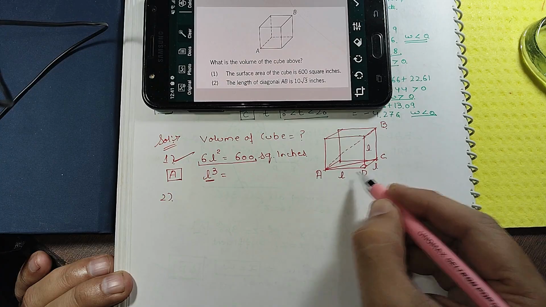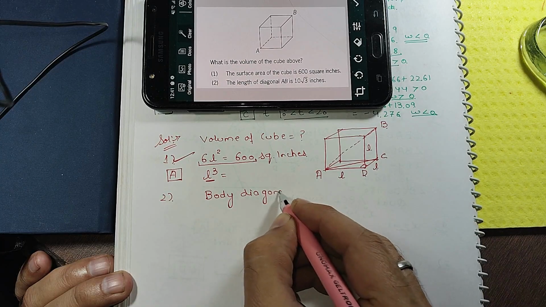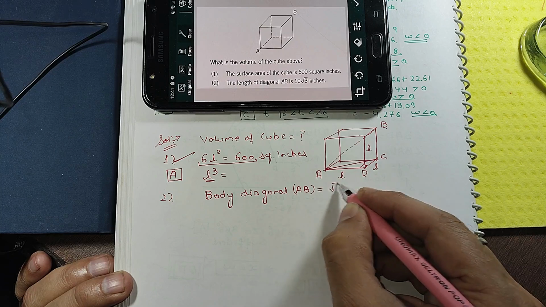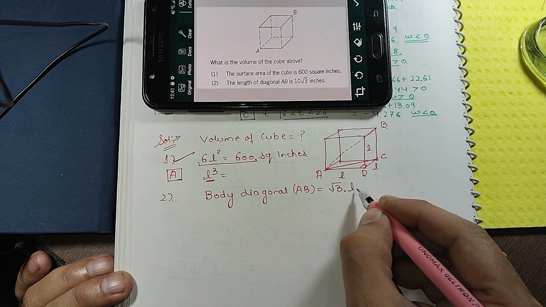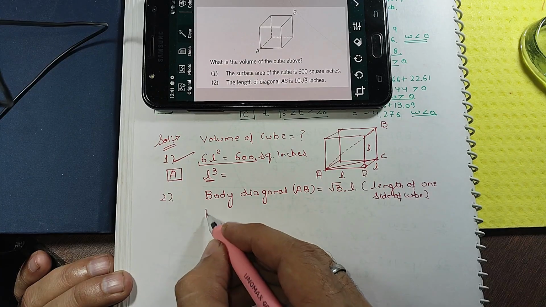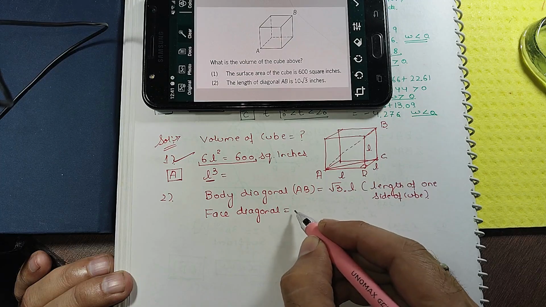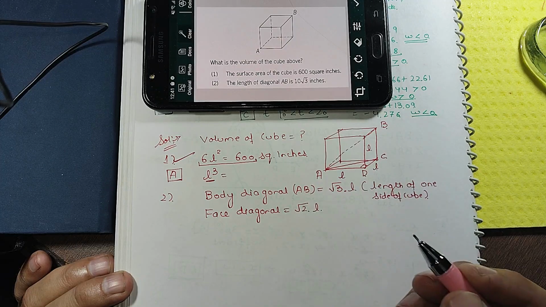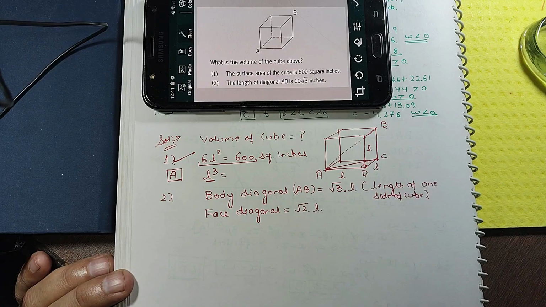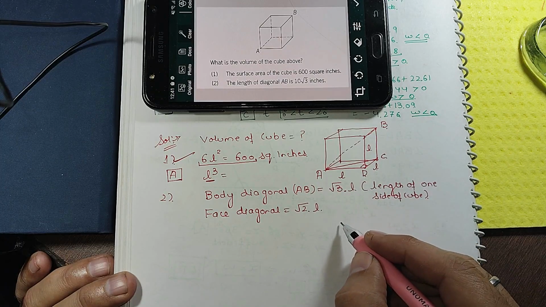Now, if I suppose this to be C, AC can be found out since this is a 90-degree triangle and this is L and L. So body diagonal, which is AB, is always equal to root 3 of L, where L is the length of one side of the cube, right? And face diagonal is always equal to root 2 into L, and this information is not required in this question. If you want, I have calculated this in previous video also, in my cubes video.